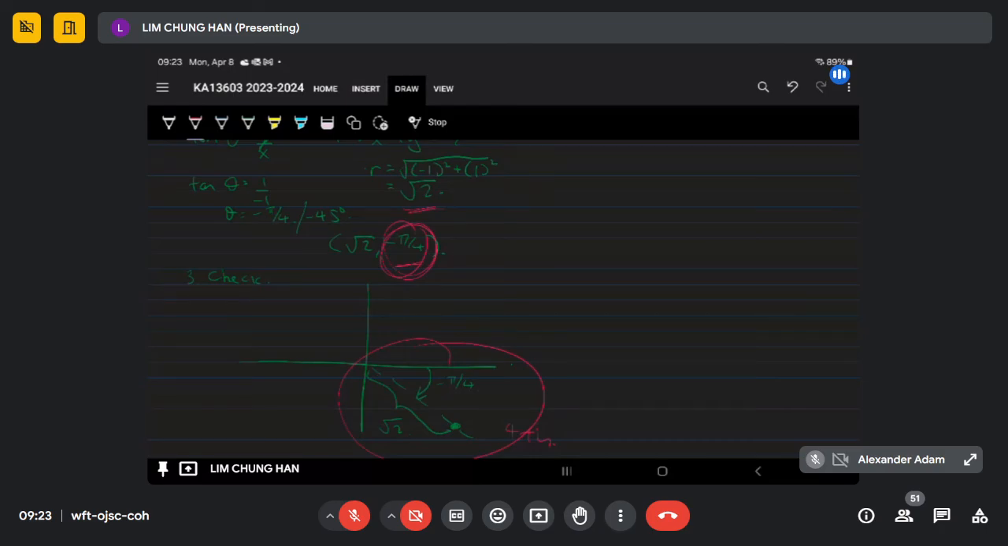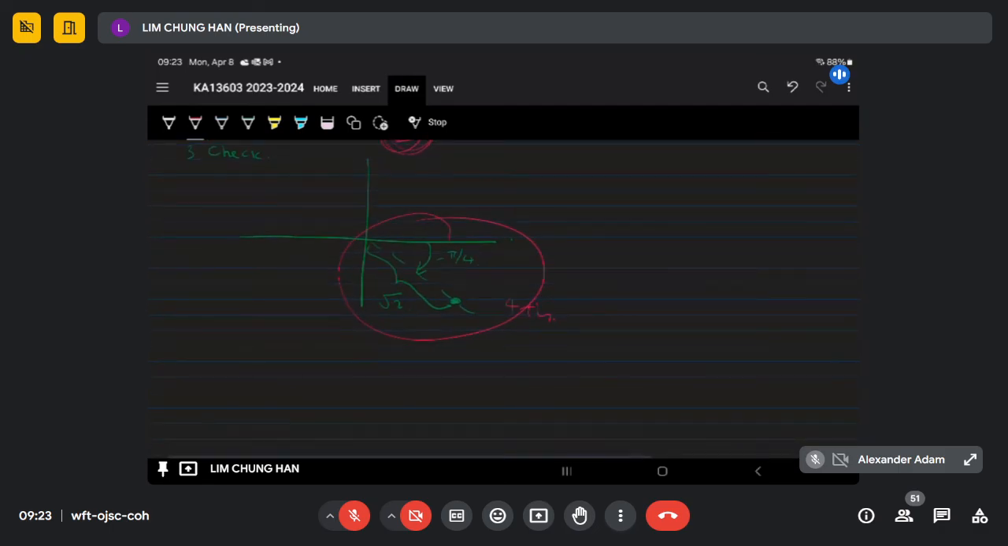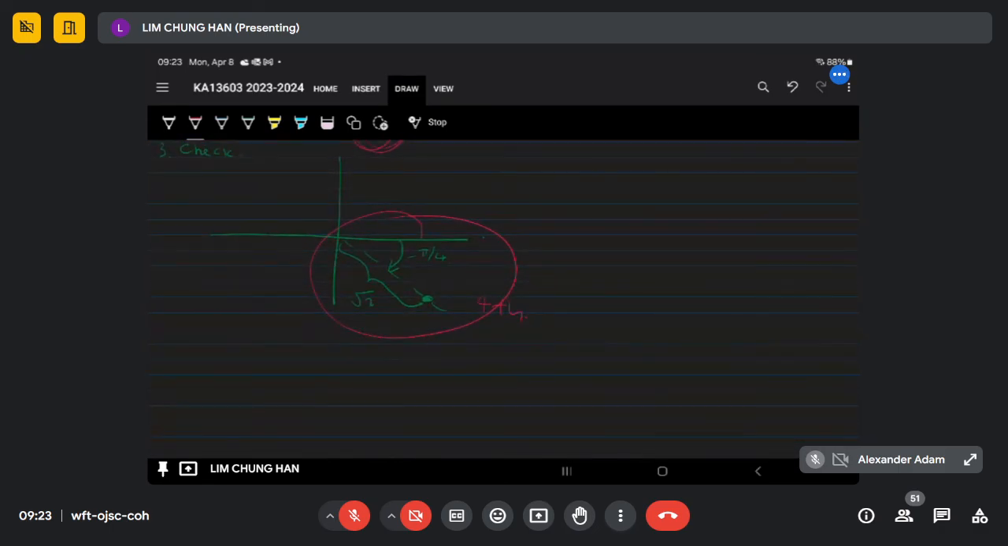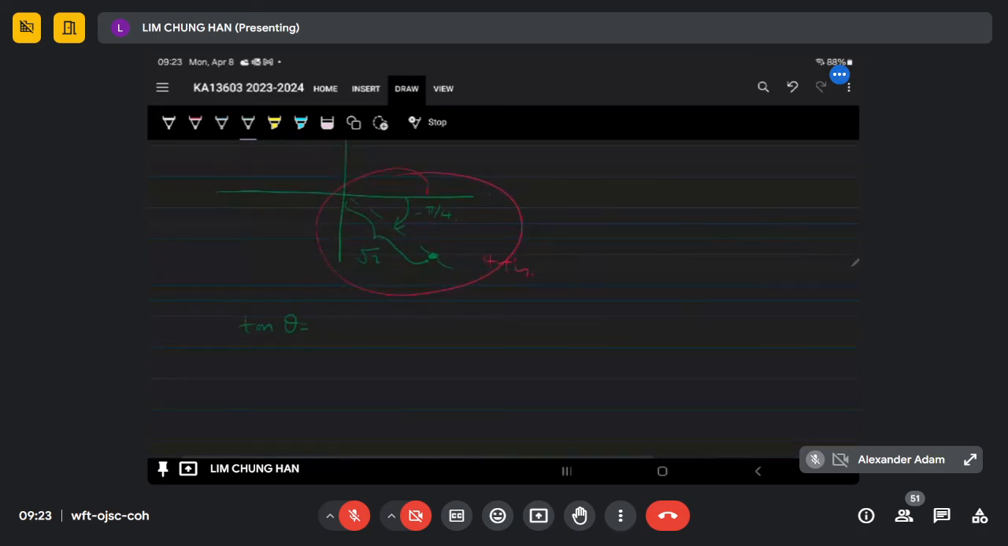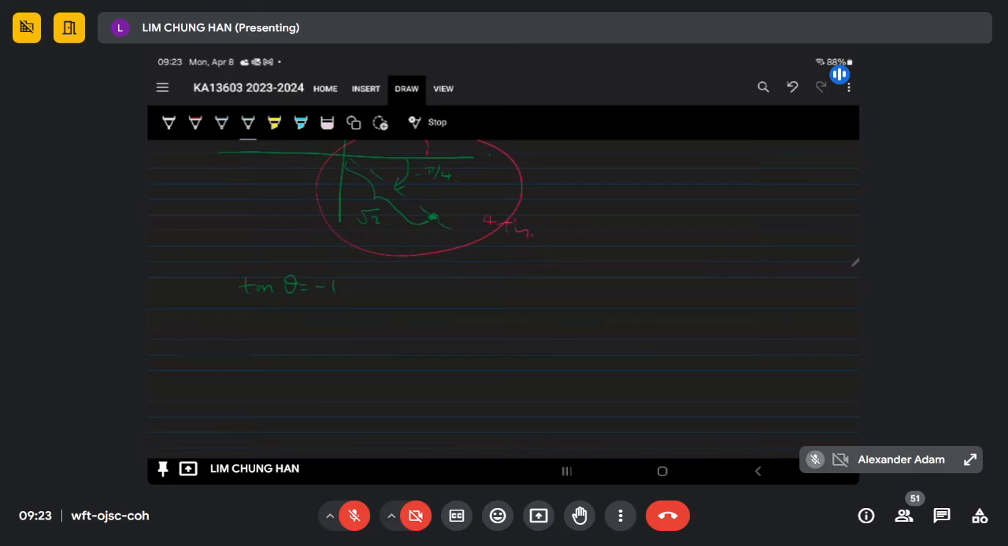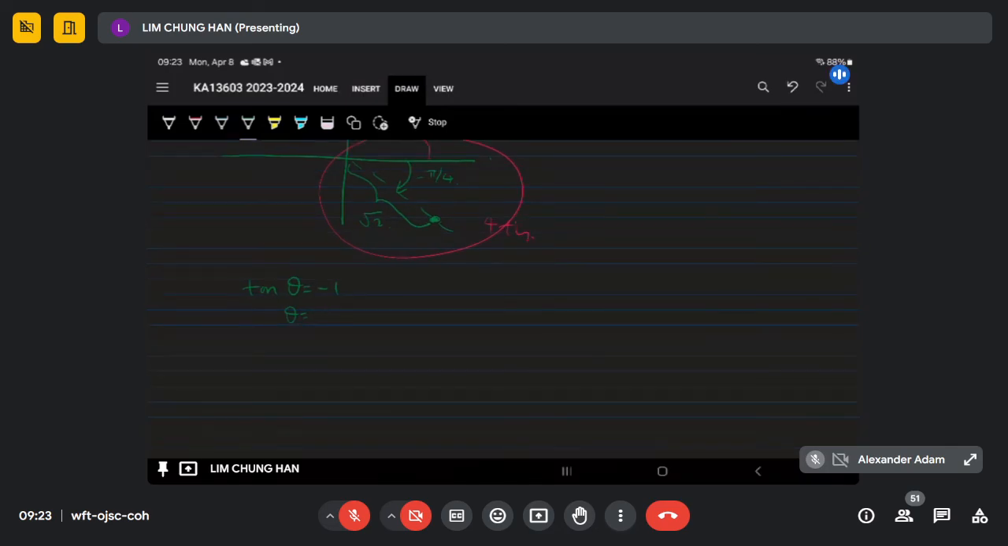So the problem is like this. Anytime you deal with trigonometry, anytime you solve this type of question, you do it on your calculator. What answer did your calculator give you? Negative 45. Yeah, negative 45, correct.